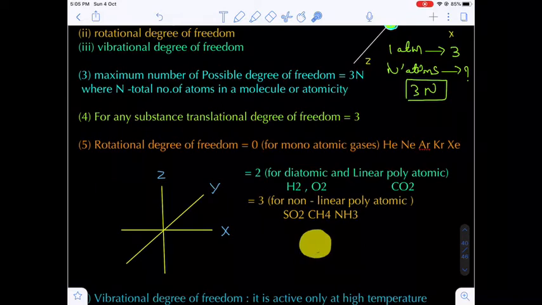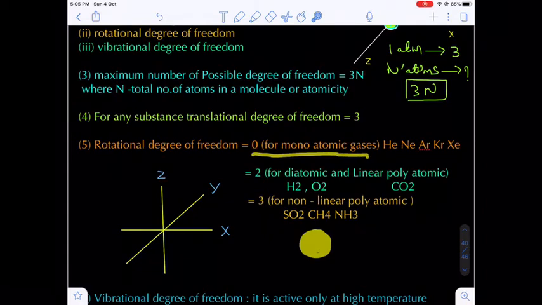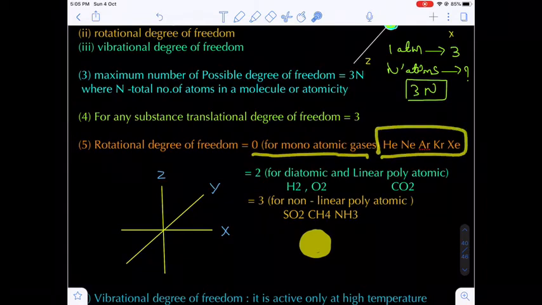Are you getting my point? It is a single atom. So for a single atom, the rotational degree of freedom is not considered, even though it is undergoing rotation, because we could not identify that. That's why we consider 0 in the case of monoatomic gases. Examples are all the noble gases: helium, neon, argon, krypton, xenon, except radon, which is radioactive.